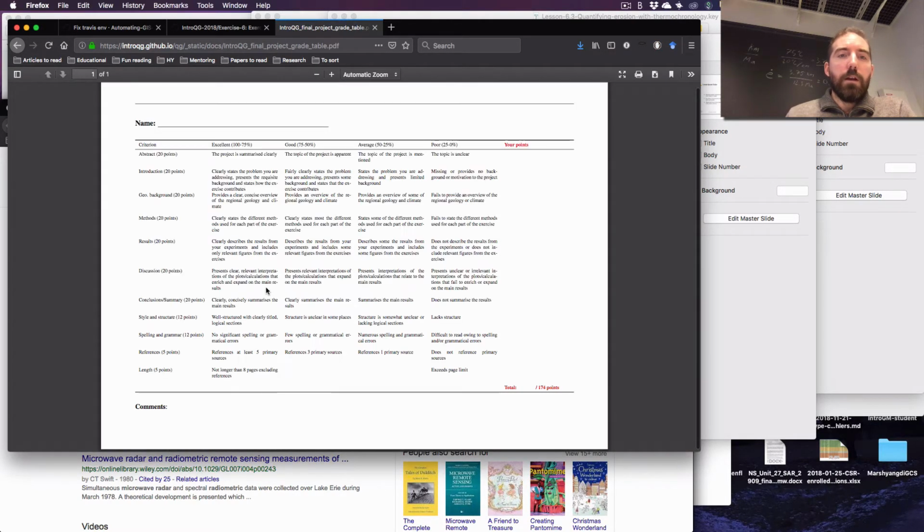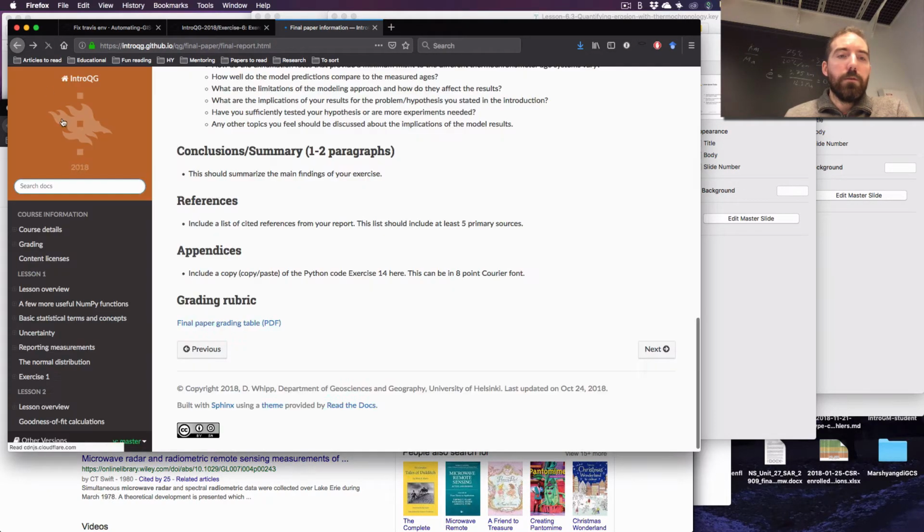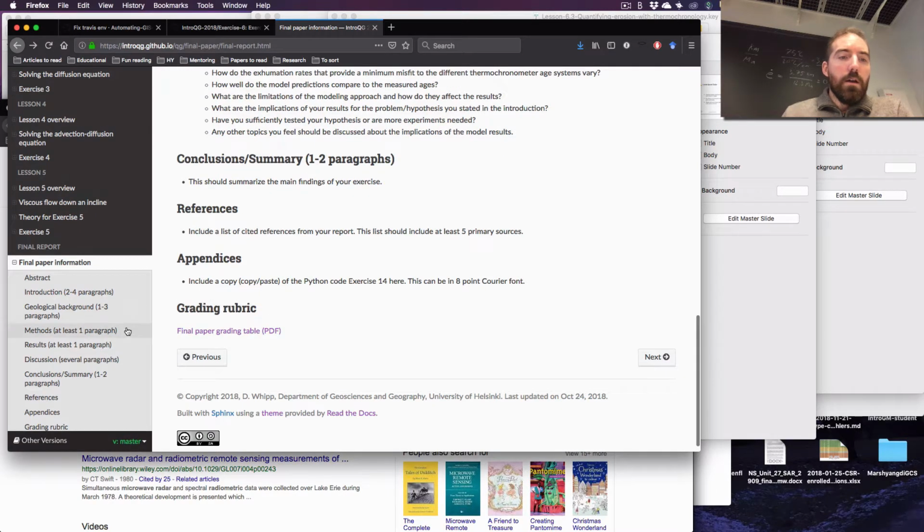There's also a grading thing here, so you can get an idea of what each section should say and how many points each section is worth. So I think that's a useful thing to look through.